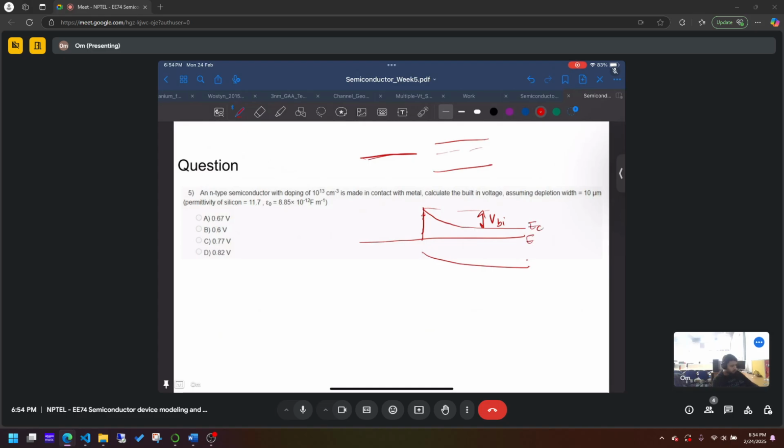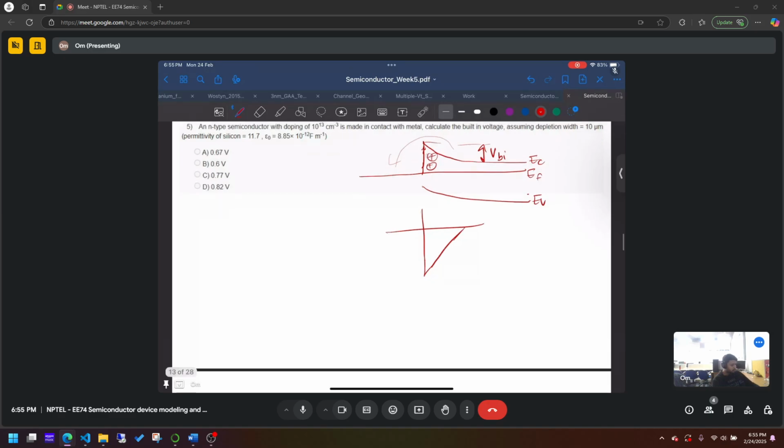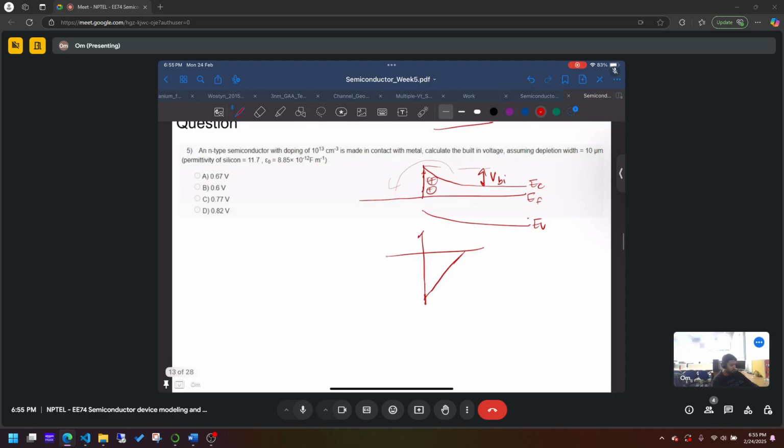EC, EF, EV. If we see the electric field and potential here, it's something like this. There will be positive charges. Electrons will go from the semiconductor to the metal. That's why we get positive charges here. So say the electric field looks something like this.